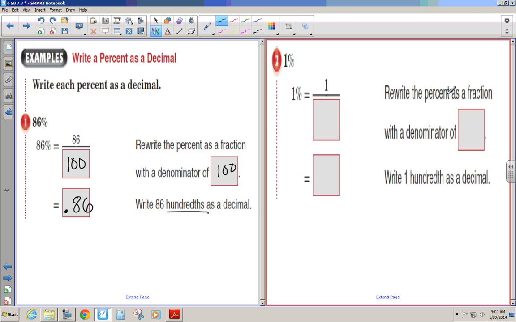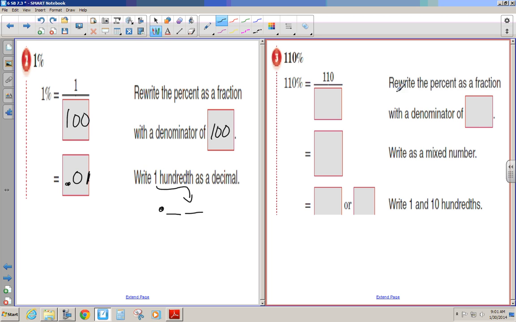1%, again, rewrite the percent as a fraction with a denominator of 100. Now be careful with this, because when we're dealing with hundredths, we still need to have two place values. And that 1 has to be in the hundredths spot. So we put a 0 in front of the 1, and that means 0.01.